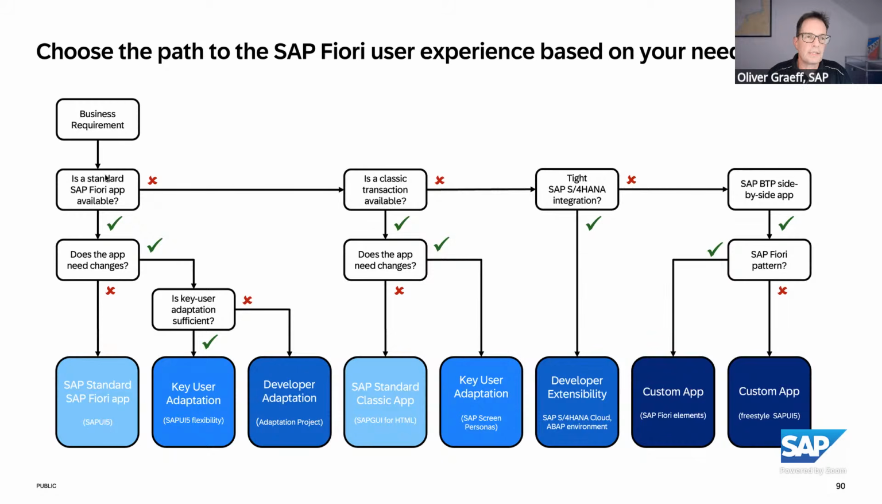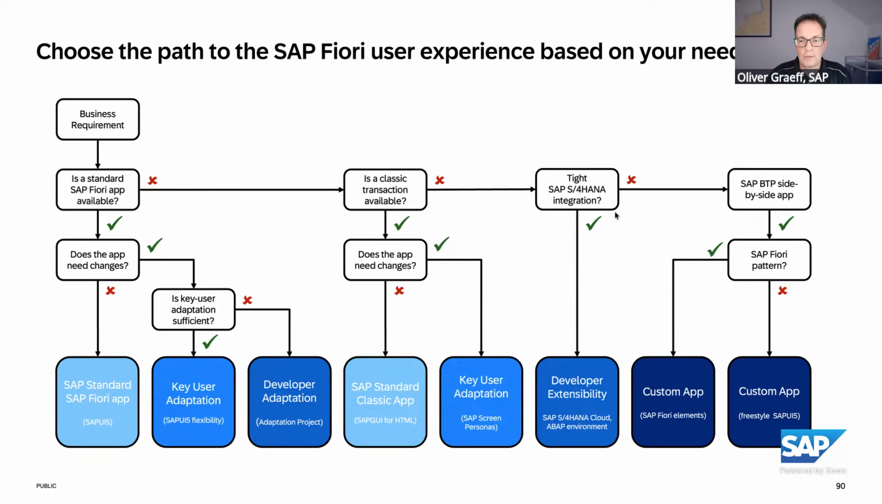So if there's a standard app available, you can use the standard app, of course. And if it needs changes, maybe the key user changes I just showed you are sufficient. So you use that. Maybe not. Maybe some more serious coding is needed. Then the developer adaptation, which I haven't shown you, is needed. And if it's a classical UI, you can use that or use screen personas, obviously.